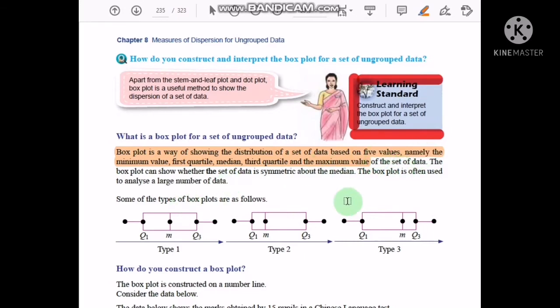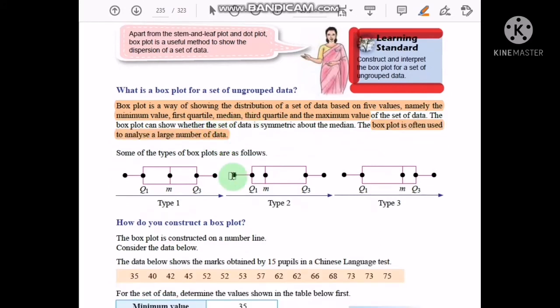Okay, and then what you need to know is that the box plot is often used to analyze a large number of data. Okay, a box plot is used to analyze a large number of data. Okay, now let's look at this one.